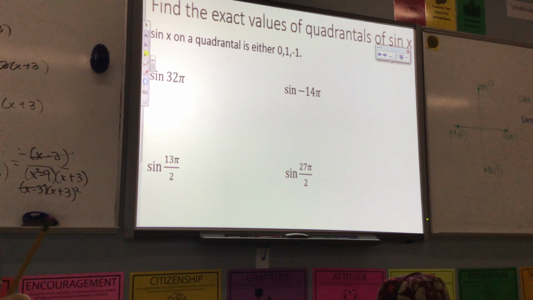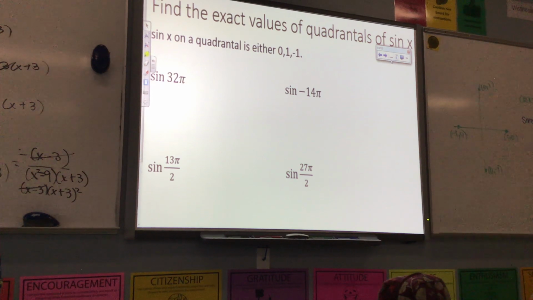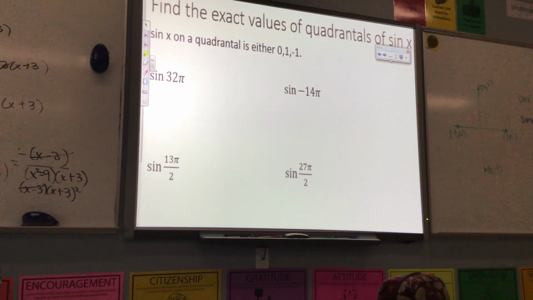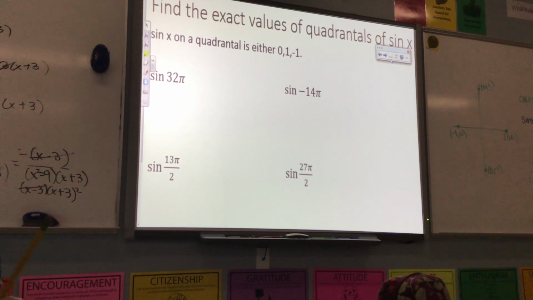We're going to write one number next to each, plenty of space. Okay. What you are doing, all of the answers to these are quadrantals. So 32 pi is a quadrantal. It's just a lot of revolutions away.